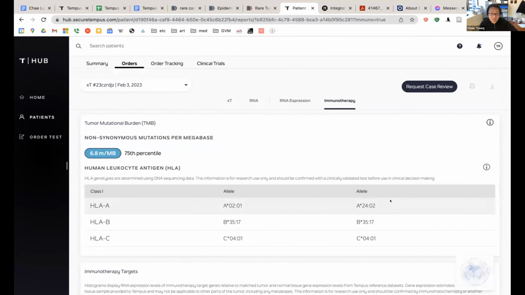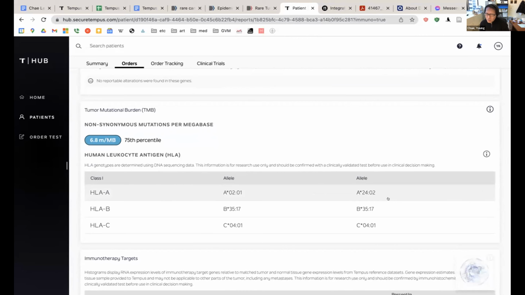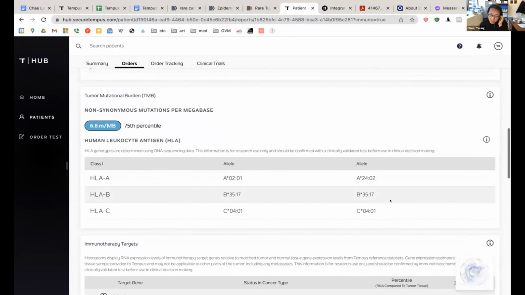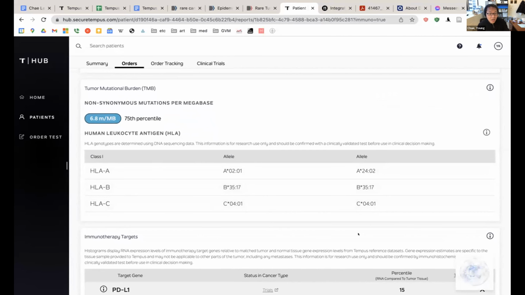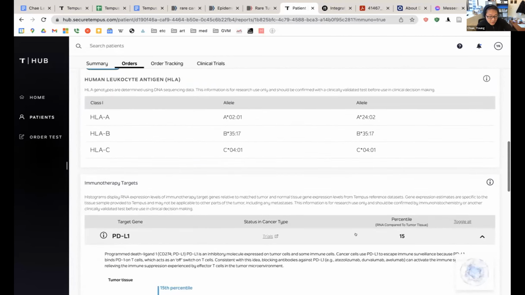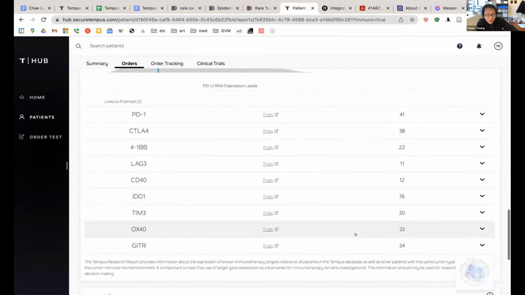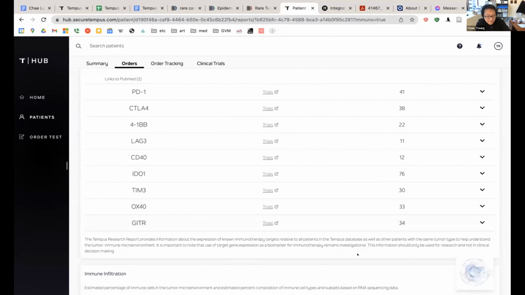The TMB is here, this HLA. So whether HLA is homozygous or heterozygous has an impact on whether immunotherapy works or not. This was Dr. Ho-Ryun Choi's initial work, and he published that article. But this is important too. Go down. Here are the immunotherapy targets. And this is just based on RNA expression level, what percentile the RNA is compared to tumor tissue. So go down. There are a lot of different immune checkpoints, so these levels are important. Go down.